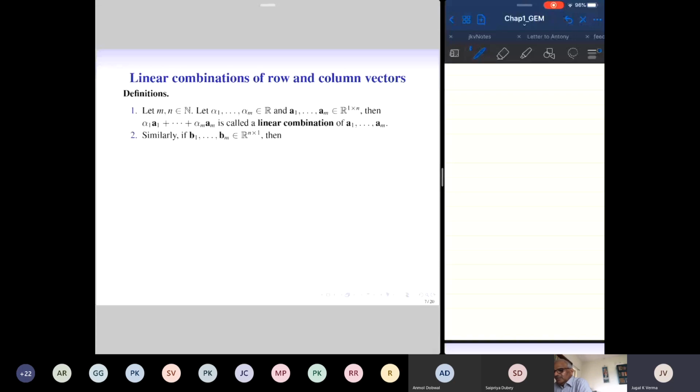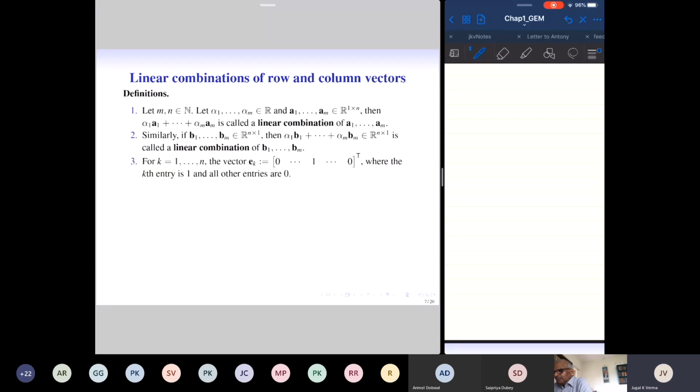Similarly, if we have B1, B2, up to Bm as column vectors with n components, so all these column vectors should have the same number of components, and they are all real column vectors, we can take their linear combination alpha 1 B1 plus up to alpha m Bm, and from the definition it is clear that this is again a column vector with n components. So this is called a linear combination of these column vectors.